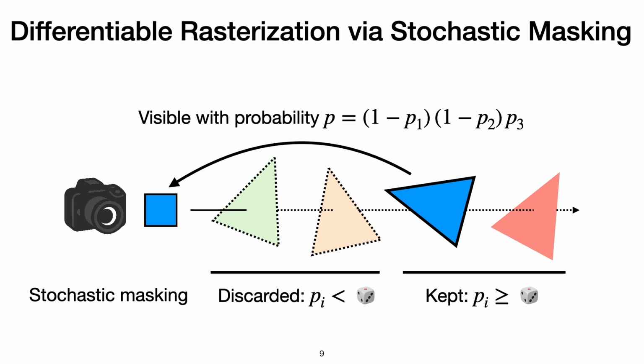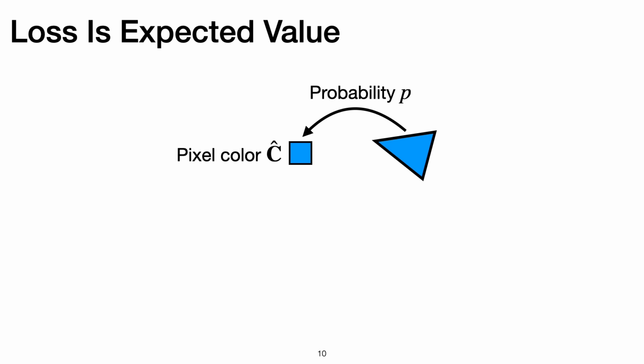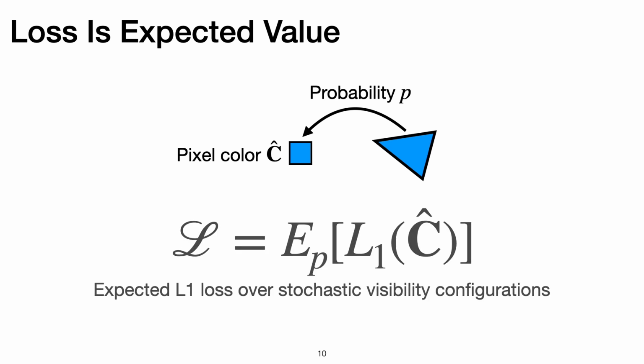The probability of a triangle becoming visible can be derived directly from the probabilities of the primitives in front of it. This way, the pixel color becomes a random variable, and the loss function, like a standard L1 loss, becomes an expected value over the stochastic rasterization process.